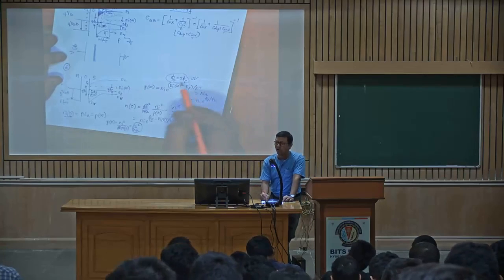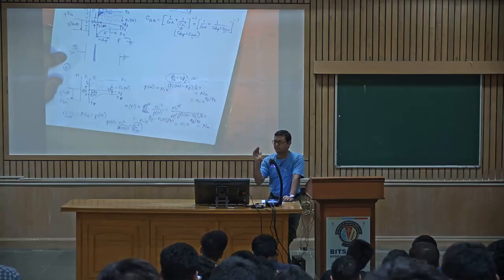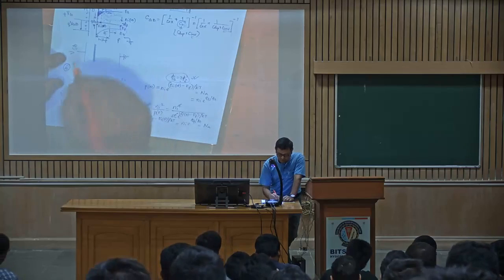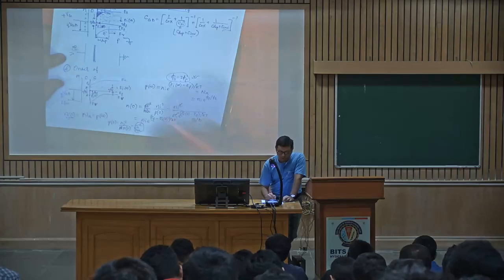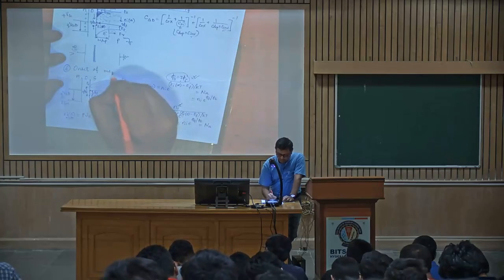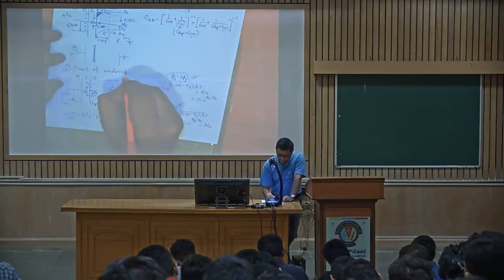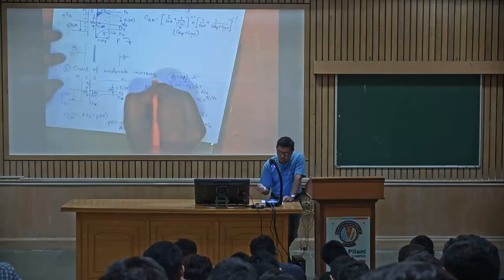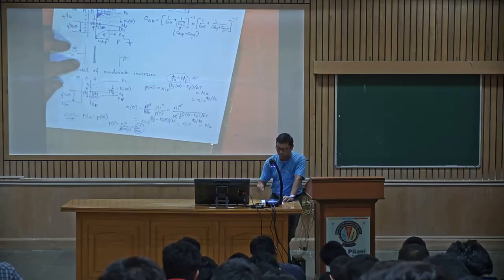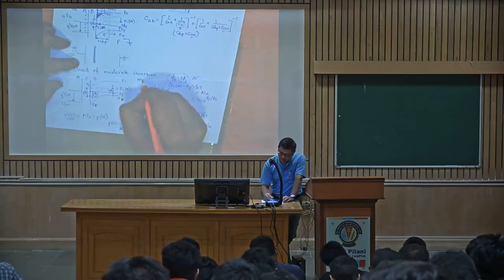But again we cannot call this an inversion region. This is a condition only. Phi s is a particular value. This is called onset of moderate inversion. Onset means just the beginning. So that is why it is called the onset of moderate inversion condition.